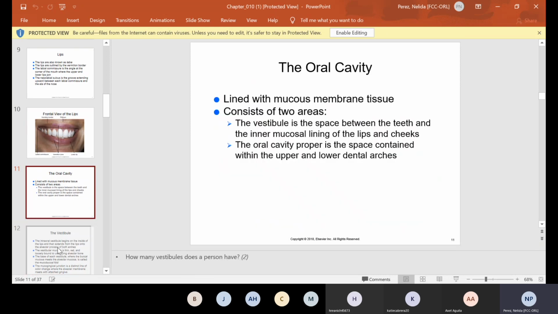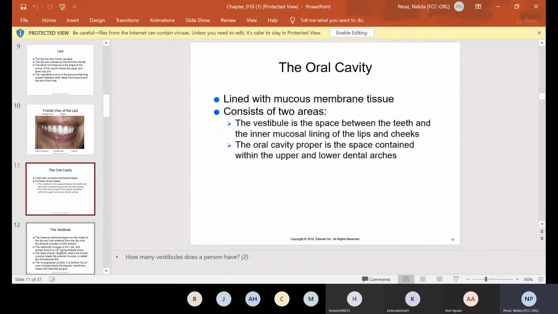Now, the oral cavity is lined with mucous membrane tissue, and it consists of two areas. The vestibule is the space between the teeth and the inner mucosal lining of the lips and cheeks, and the oral cavity proper is the space contained within the upper and lower dental arch.